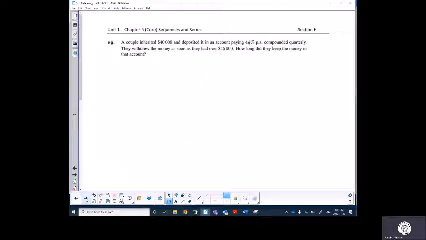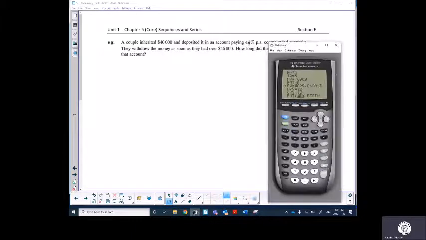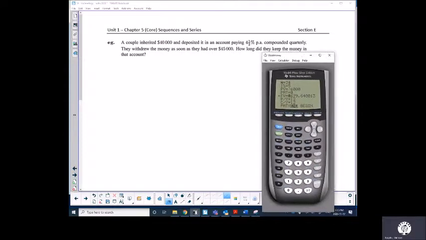Okay, so now I'll move on to the next example. A couple inherited $40,000. They deposited it into an account paying 4.5%. So I can put this in here. So they're depositing $40,000, so we'll put in 40,000. The interest rate is 4.5%, and that's per annum. And it's being compounded quarterly, so it's going to be 4 times per year, and same with the compounding. And they want to leave it in there until there's 45,000 in the account.